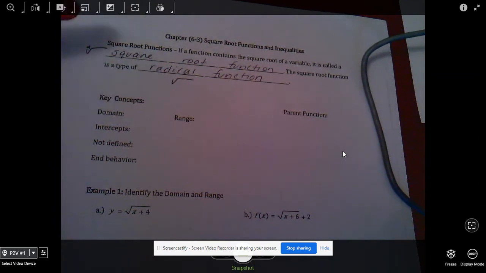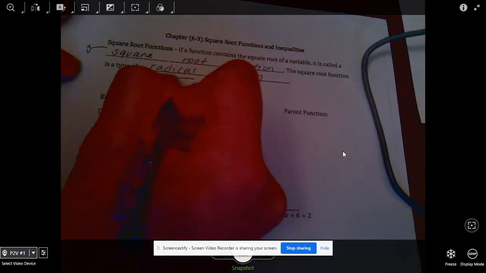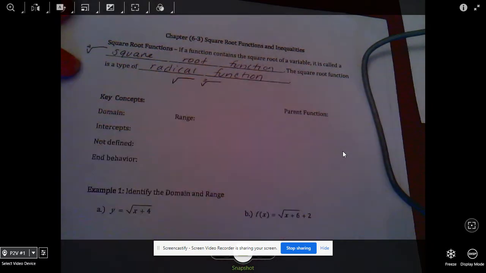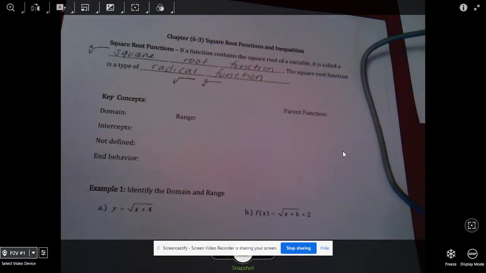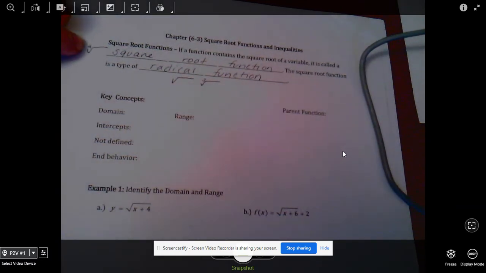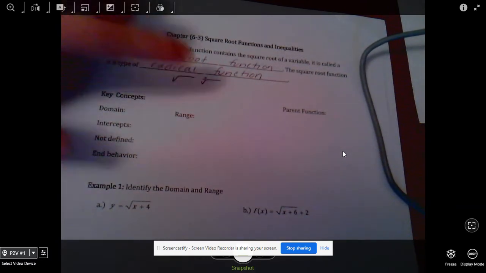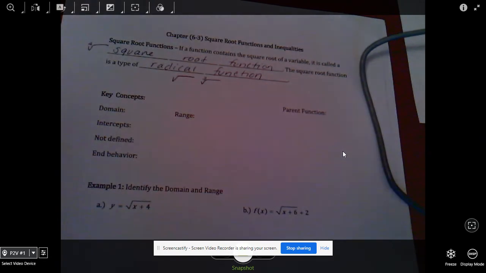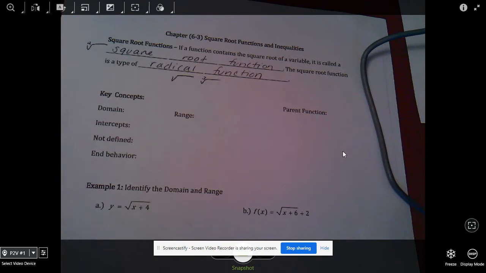But radical functions have square roots, cube roots, fourth roots, and so on and so forth. So that's why it's a radical function, because it has a radical. This little part here is called the index, and that number indicates what type of root it is, okay? So when we talk about just simply square root functions, we're just talking about if that index were 2. So let's talk more about that.